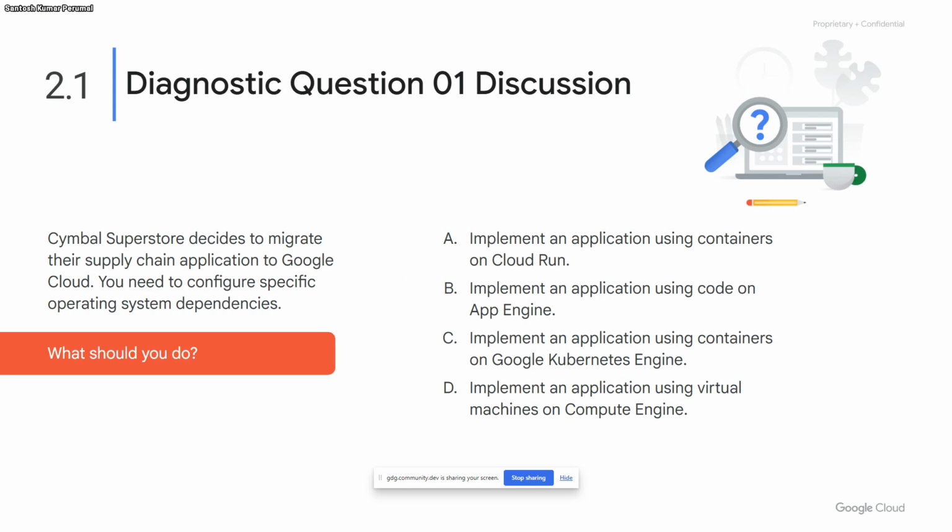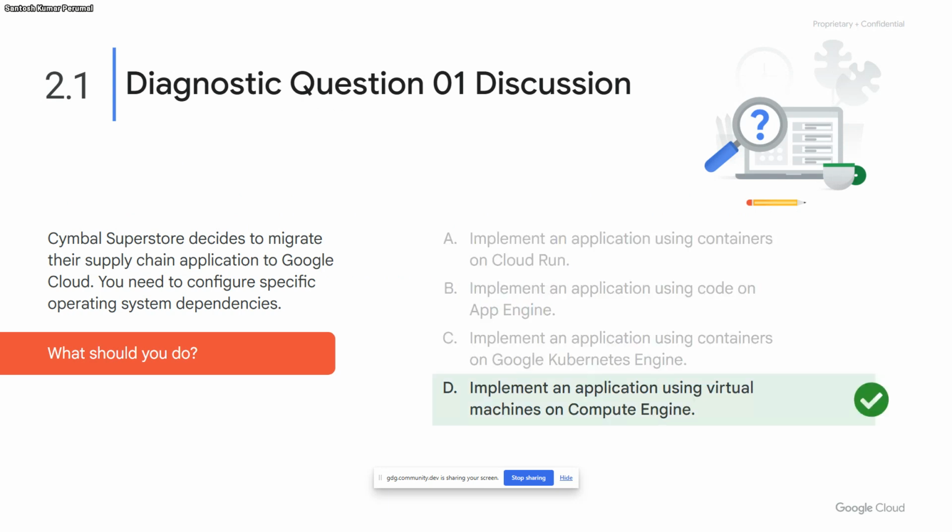You need to configure specific operating system dependencies. So first is option A: implement an application using containers on Cloud Run, implement an application using code on App Engine, implement an application using containers on GKE, implement an application using virtual machines on Compute Engine. So we have already seen this. The answer is Compute Engine.